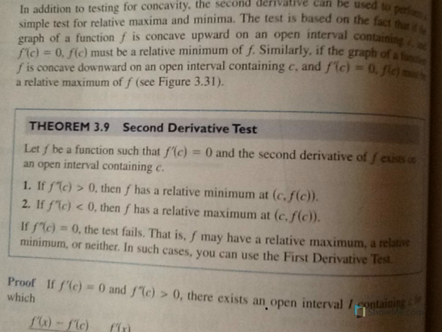So here's the official second derivative test definition. Let f be a function such that the derivative is 0, and the second derivative of f exists on an open interval containing the point of interest, c. So we first want to determine what we already said. We want to see if it's concave upwards or concave downwards. And if this information is true, then we have a relative minimum at this point or a relative maximum at this point.